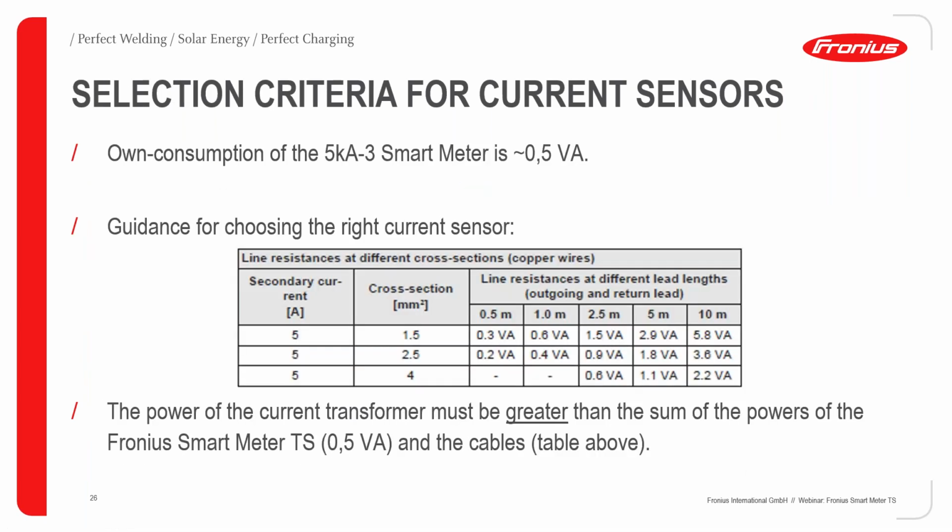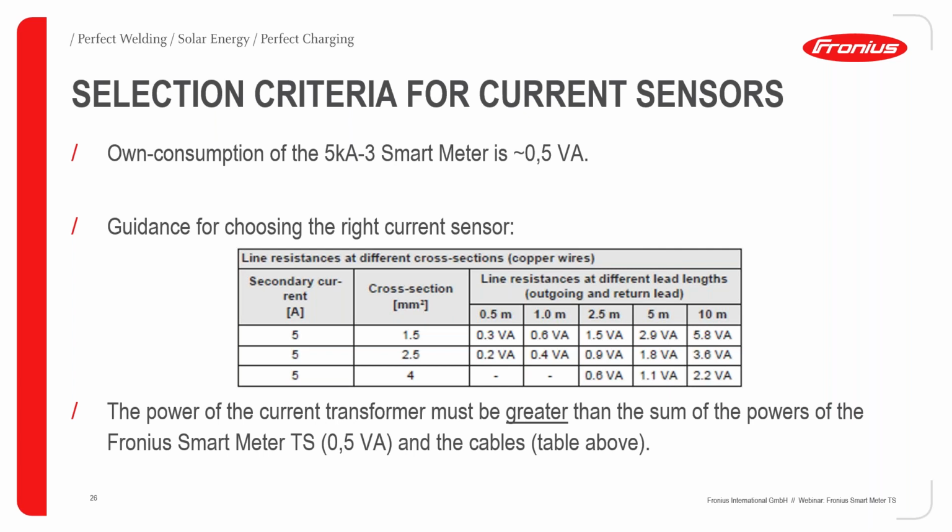So, when it comes to the choice of selection criteria for the current sensors, we have a guide for you. It's actually built into every manual, and you can also find it online. More on that in the next slide. But selecting the current sensor is very important to get right. You need to make sure that the own consumption of the 5 kiloamp smart meter is about 0.5 volt ampere. That's the first thing we need to know.